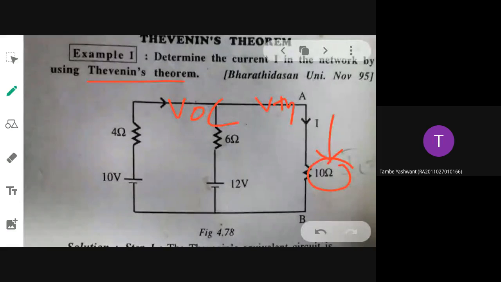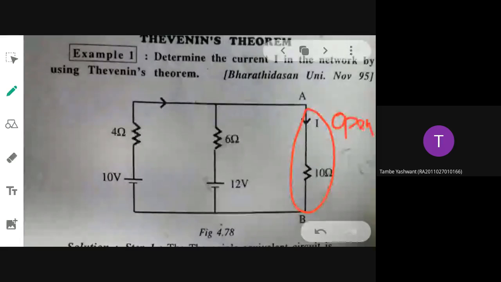Current flow is asked between what two terminals? There are terminal markings, A and B. Through this only the current is asked in the problem. So what you need to do is, first thing, you have to open it. Wherever they have asked you to find out one parameter, that parameter's terminals you have to open.